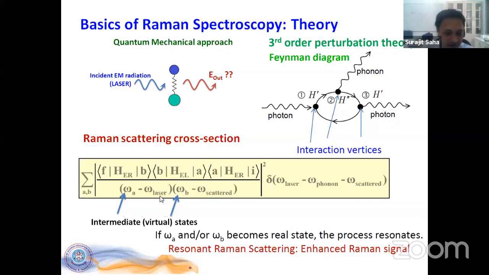Now, when one or both of these become exactly equal to the real states, that means when the real states are in place in lieu of the virtual states that we normally talk about, then this will tend to zero, and the whole scattering cross section will diverge. That divergence corresponds to the resonant Raman scattering process, and it gives rise to an extremely high enhancement of the Raman signal. And that is what is called resonant Raman scattering.